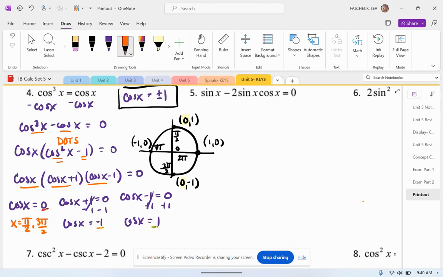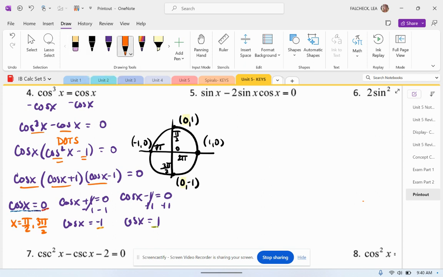And then let's compare our answers to the ones that we got in the beginning that we said were missing a piece. Which solution did not happen when we divided both sides by cosine of x? That solution where cosine of x equals 0. So if you divide both sides by the variable, the 0 solution disappears. So we can't do that. All right, cool. Let's keep going.